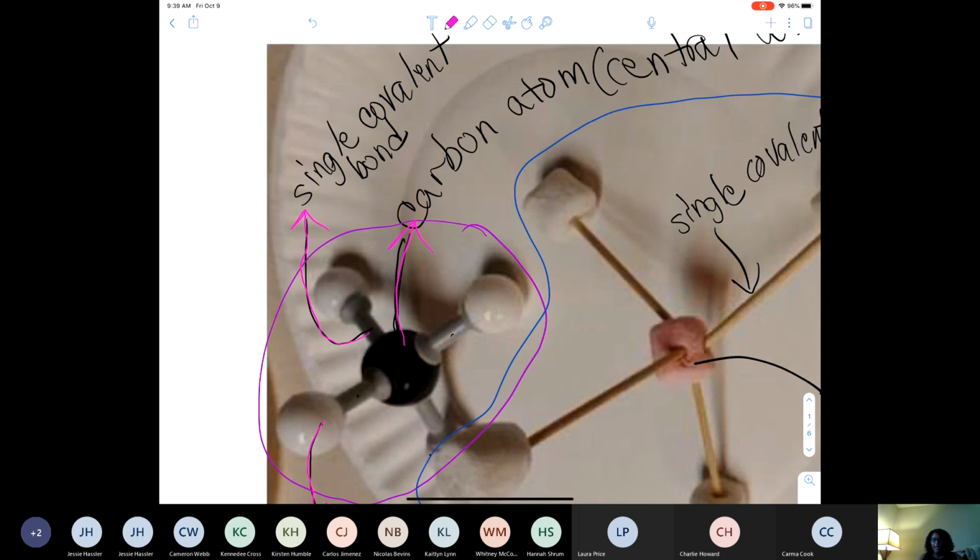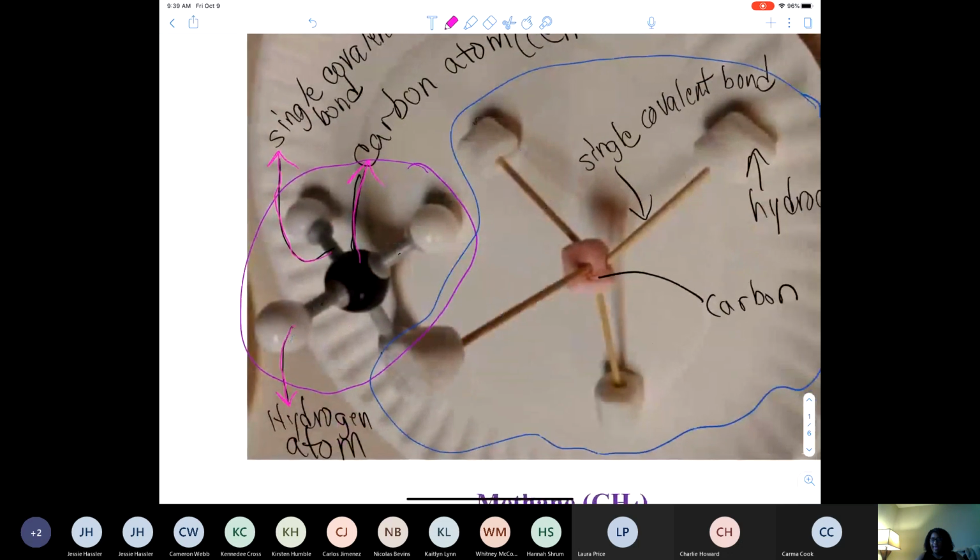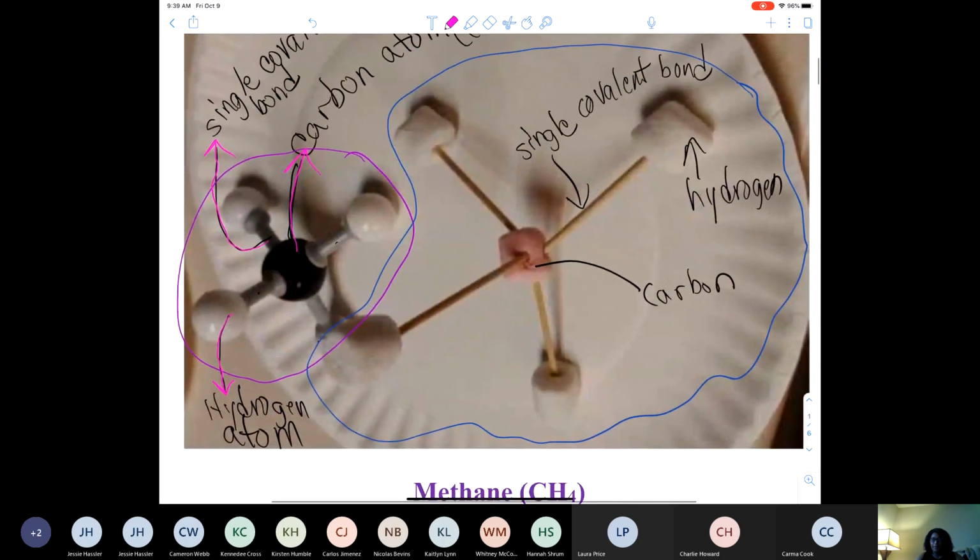Now the marshmallow and toothpick model are telling you the same information as the ball and stick model. You've got your central carbon atom shown as the pink marshmallow. And then the 4 white marshmallows represent the 4 hydrogen atoms. And then the 4 toothpicks, of course, representing your 4 single covalent bonds.